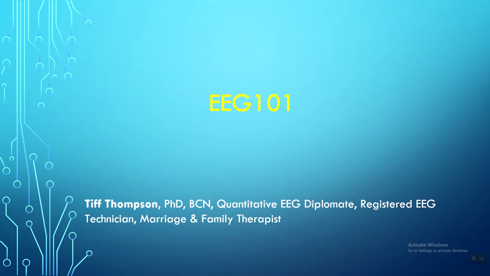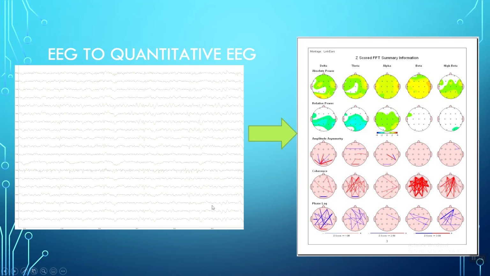Okay, so let's jump in. Basic fundamentals. A quantitative EEG map is essentially taking the raw data and processing it through a fast Fourier transform so that we can understand the different wavelets and the quantification of them.